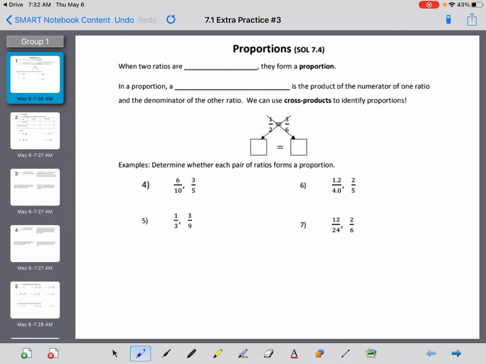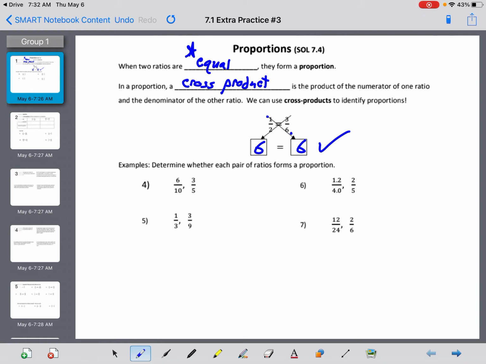So, if you take a look at the first part, when two ratios are equal, that's called a proportion. In a proportion, a cross product is the product of the numerator of one ratio and the denominator of the other. We call this cross multiplication. Cross product would be the same thing. So in the image, you see 1 times 6, which is 6, and then you see 3 times 2, which is also 6. So it works out because the two ratios are equal.